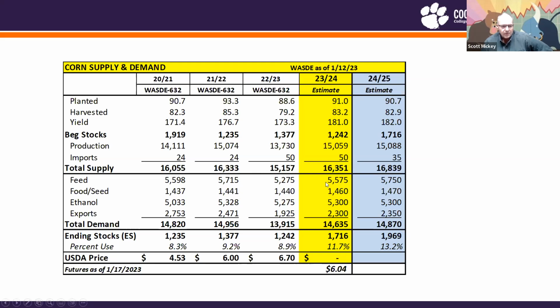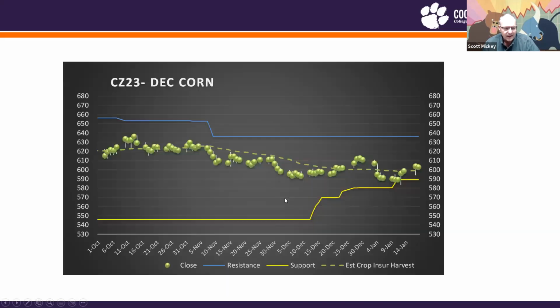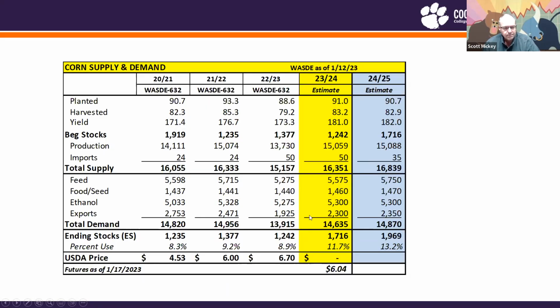That supply is going to be used to feed livestock, poultry, cattle, hogs, dairies, etc., about 5.5 billion bushels there. Some of it goes for food and seed uses, as well as industrial uses, about 1.5 billion bushels there. Then we're going to use another 5.3 billion bushels for ethanol production. Right now, I have exports at 2.3 billion, and that gives us a total demand or total uses of about 14.6 billion bushels of corn for the 23-24 corn crop.